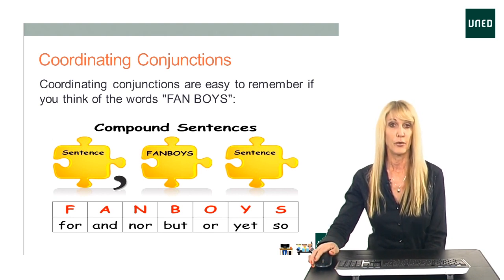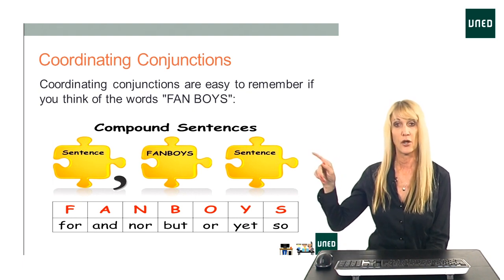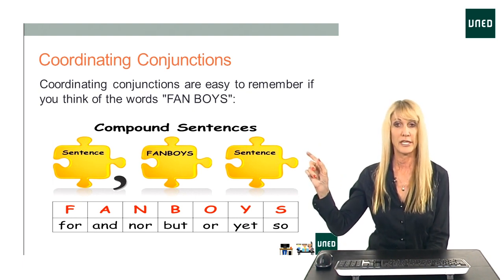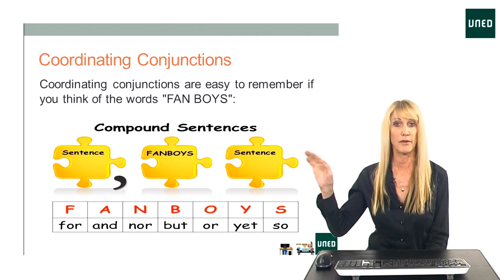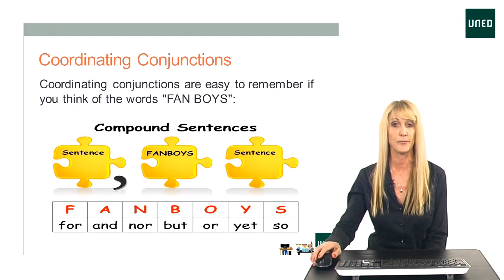We have a group of words called coordinating conjunctions. These coordinating conjunctions can be used to connect clauses together. When we use them to connect clauses or sentences, we use a comma before the coordinating conjunction. So we have a nice little graphic here that shows sentence, comma, the coordinating conjunction, and then the other sentence. Remember, the comma goes before the coordinating conjunction.